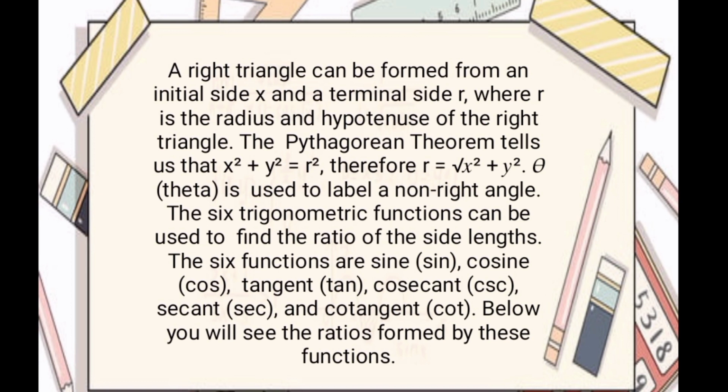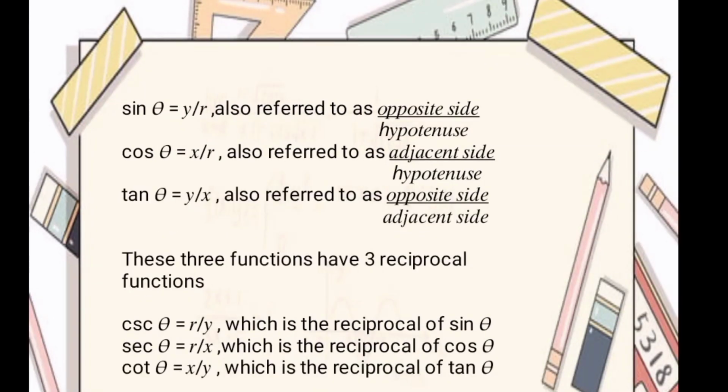The 6 trigonometric functions can be used to find the ratio of the side lengths. The 6 functions are sine, cosine, tangent, cosecant, secant, and cotangent. Below, you will see the ratios formed by these functions. Sine theta is equal to y over r, also referred to as opposite side over hypotenuse. Cosine theta is equal to x over r, also referred to as adjacent side over hypotenuse. Tan theta is equal to y over x, also referred to as opposite side over adjacent side.